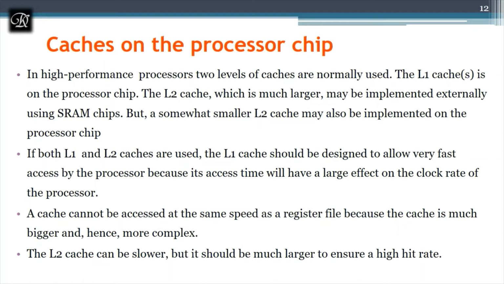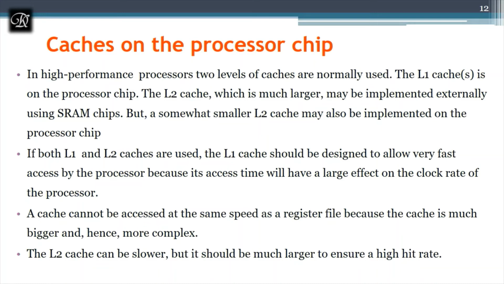Next we'll see cache on the processor chip. So let's have a level 2 cache. In high performance processors, 2 levels of caches are normally used. Right now in the market we are having 3 levels of cache. The L1 cache is on the processor chip, and the L2 cache, which is much larger, is implemented externally using SRAM outside the processor, but somewhat smaller L2 cache may also be implemented on the processor chip. If both L1 and L2 caches are used, the L1 cache should be designed to allow very fast access, and the L2 cache will be a little slower.